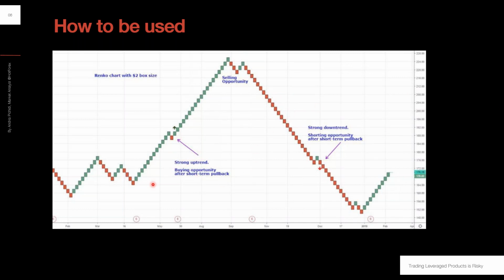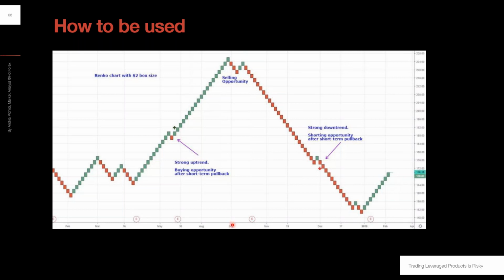So you can see over here that we had continuous bullish bricks, right? So we can say that our asset is in an uptrend. We had just one bearish brick, a red brick, and the very next one is again a bullish one. So that implies that we had a correction of this long-term uptrend. So that was another buying opportunity after a short-term pullback, if you missed that, and that's another indication that the uptrend will continue.